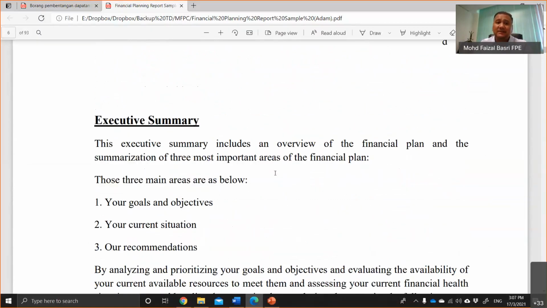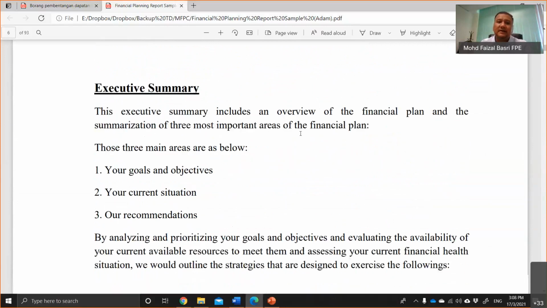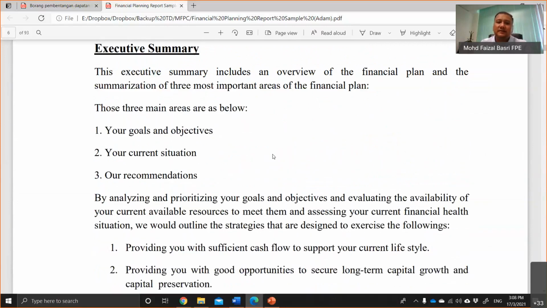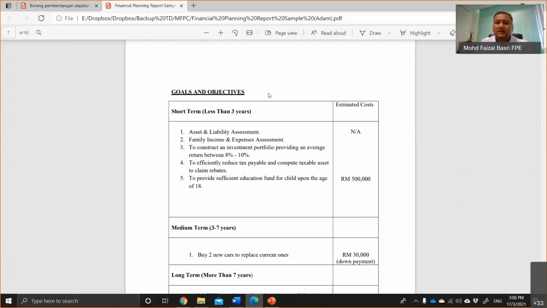policy statement. So this is an example of a policy statement. A policy statement is roughly like this: it has an executive summary, goals and objectives, the current situation, and then the recommendation. The goals and objectives you can split into three, like I said earlier: short term, medium and also long term. They specify here that long is more than 7 years.